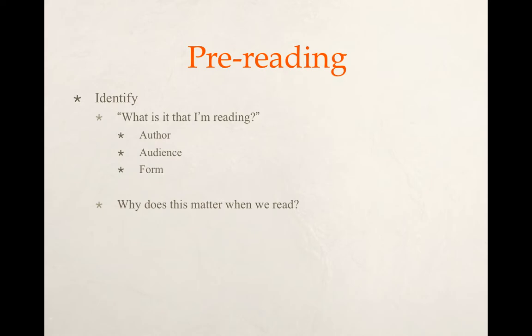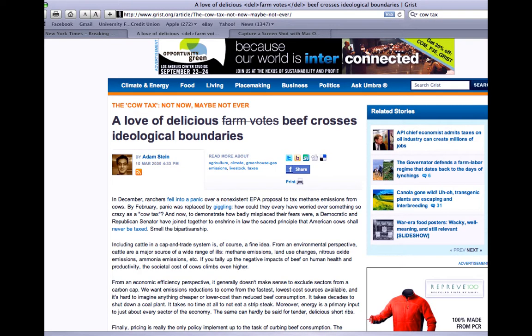In pre-reading, you're going to identify what it is that you're reading: the author, the audience, and the form. So why does it matter? What are the advantages of thinking about author, audience, and form? Why is it even worth taking that time? Well, let me give you an example.